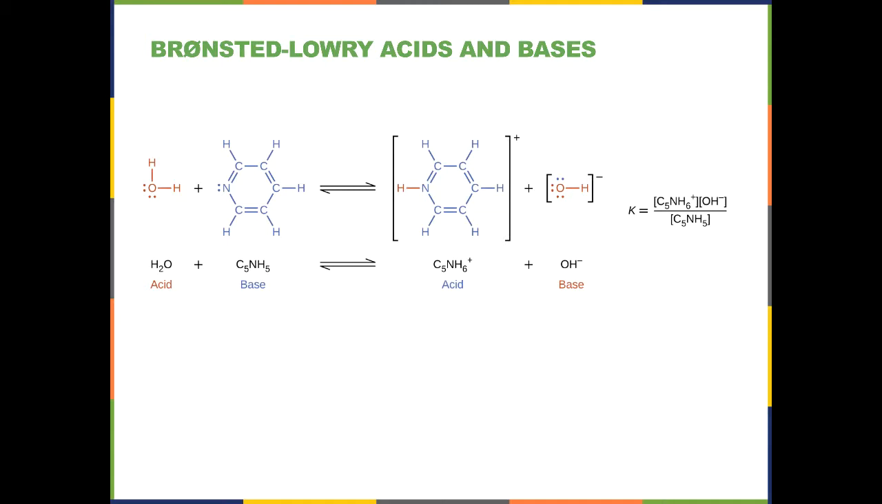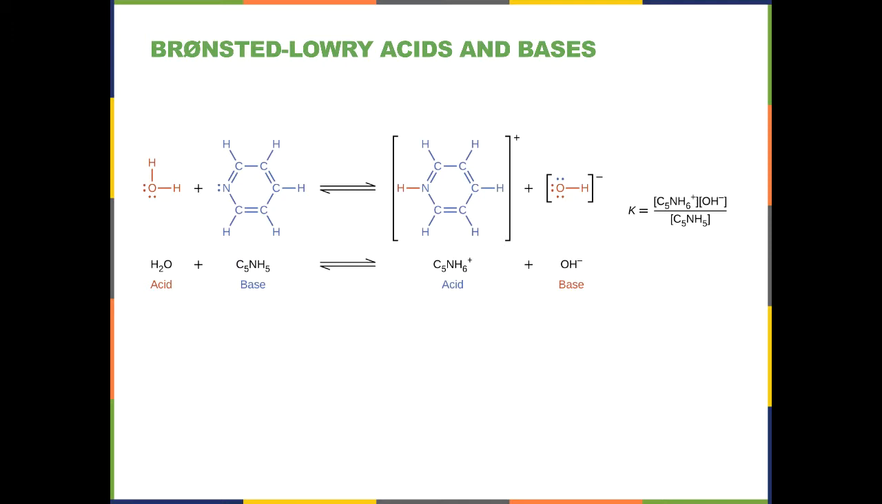Here's another, similar situation. You have the base shown here as C5NH5. It's going to accept a proton from water, and in that case you'll have the conjugate acid, which is C5NH6 positive, and the hydroxide ion is the conjugate base.